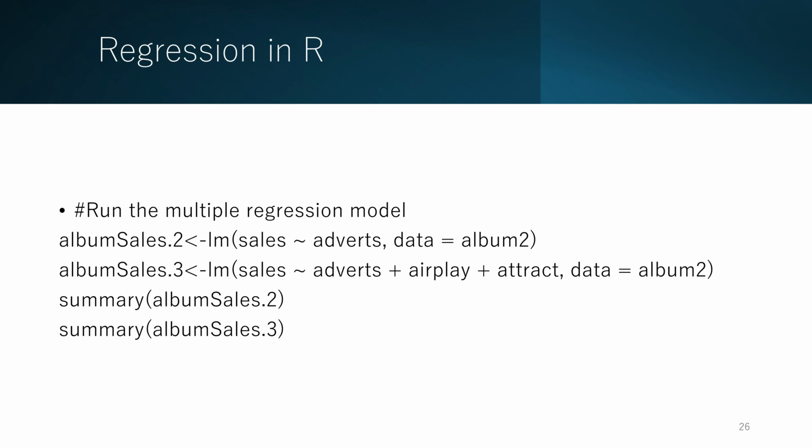And next, let's expand the predictor to several cases. We fit 2 models. Sales is the dependent variable, and this is only one independent variable. Next, the sales 3 case. This is the dependent variable, and the independent variables are 3: advert, airplay, and attract. The data is the same, and we can check the summary and compare them.